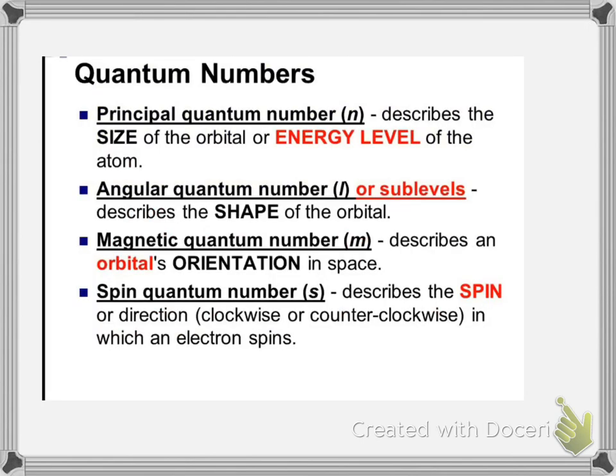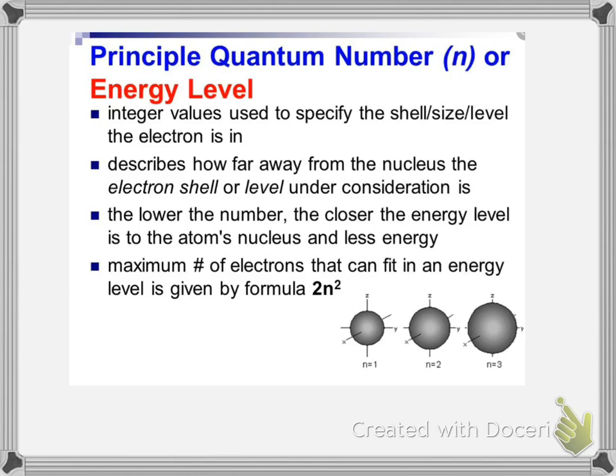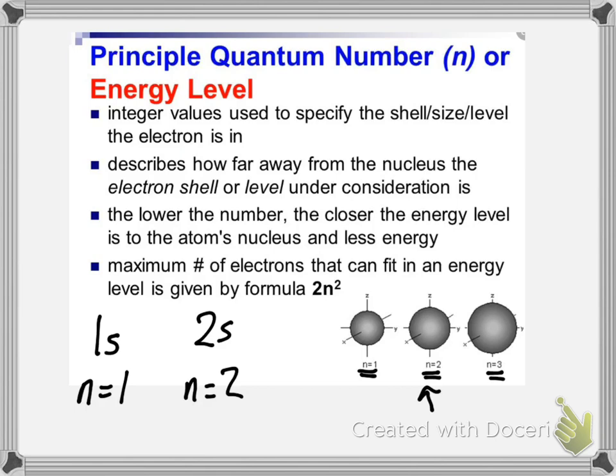Let's begin with the first one, the principal quantum number. This one describes the energy level. Energy level 1, energy level 2, energy level 3. So, if I have 1s, this is principal quantum number n equal to 1. If I have 2s, like the second circle here, then the principal quantum number is equal to 2. So when you're trying to find the principal quantum number n, you look at this number.